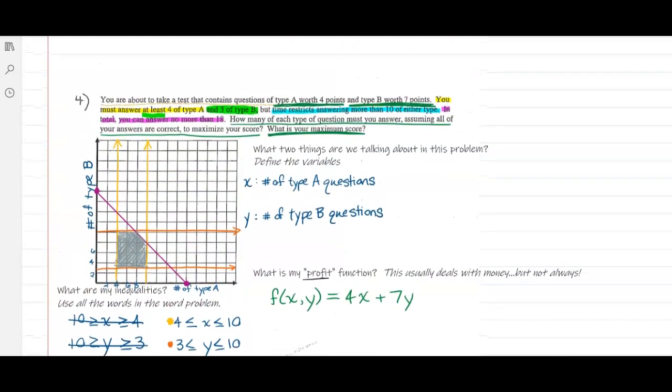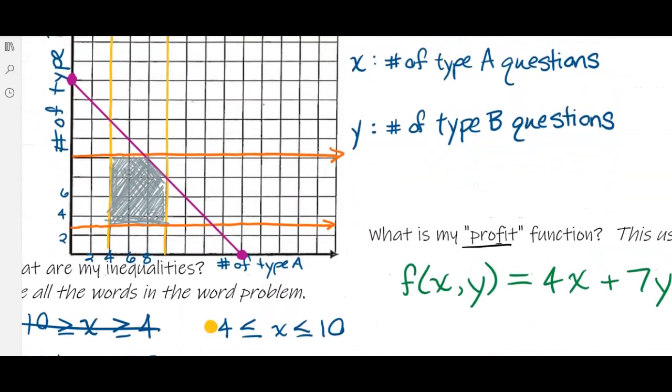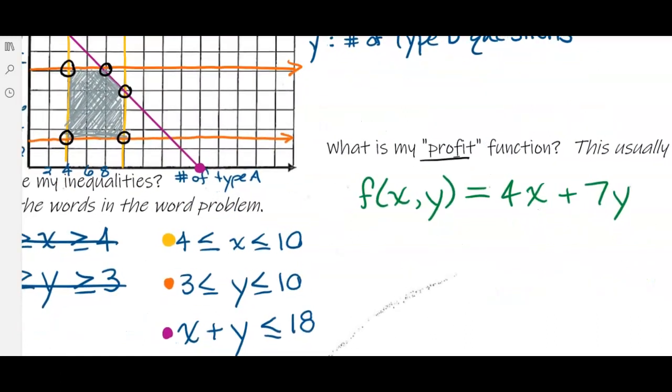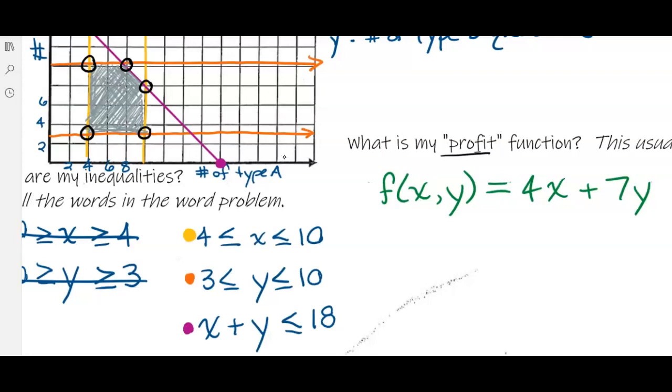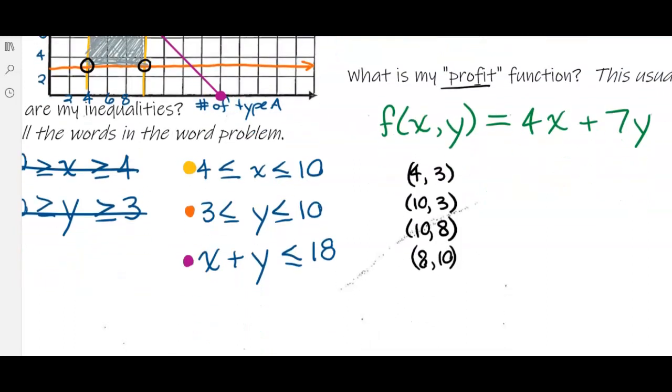Okay, the vertices are very easy to read off the graph. 1, 2, 3, 4, 5. So I have the vertex 4, 3. This one is 10, 3. The one above it is 10, 8. This one would be 8, 10. And finally, this one is 4, 10.